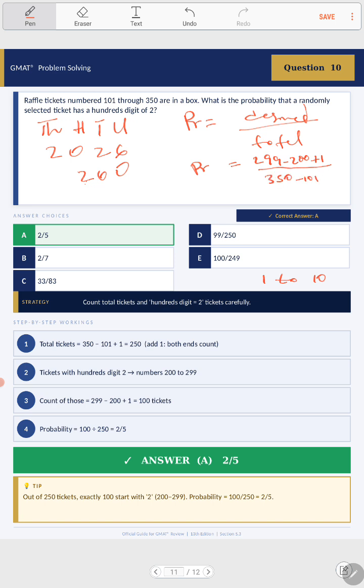minus 101 plus 1. Of course, now the probability will be: 299 minus 200 plus 1 is going to give us 100. 350 minus 101 plus 1 is going to give us 250. If you reduce this, of course 50 can divide 100, giving us 2, and 250 divided by 50 gives us 5. The answer is 2 over 5.